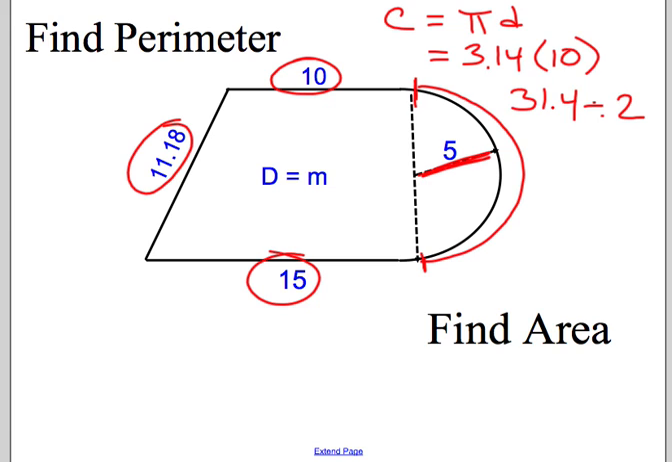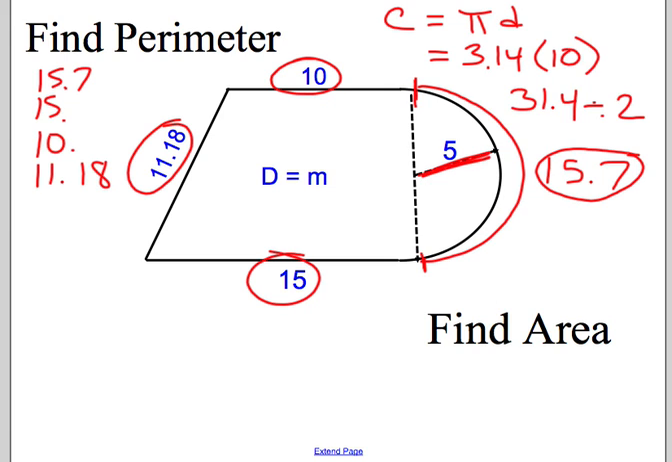That is 15.7, I believe, for that length. That is your circumference, or the perimeter of the semicircle. And then you add those 4 lengths together. 15.7, 15. Make sure you line up your decimals. And 11.18. Add those together, and that would give you your perimeter.